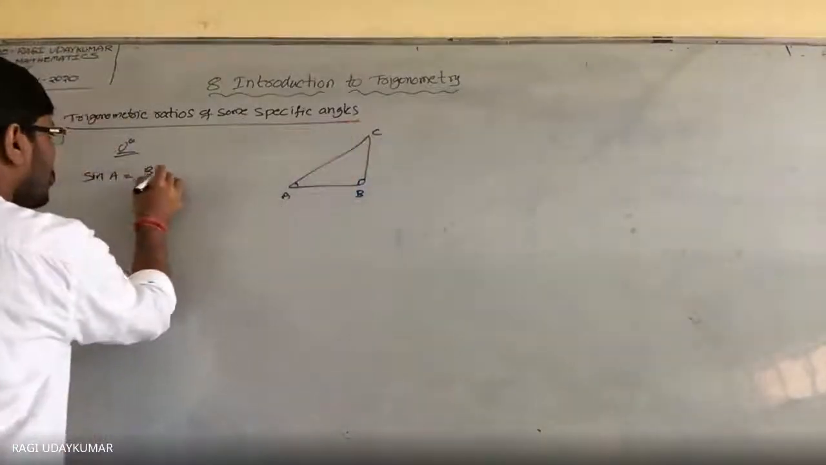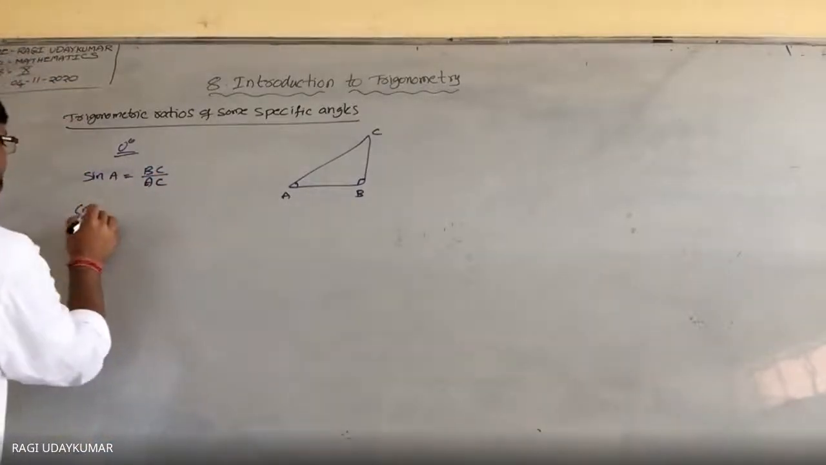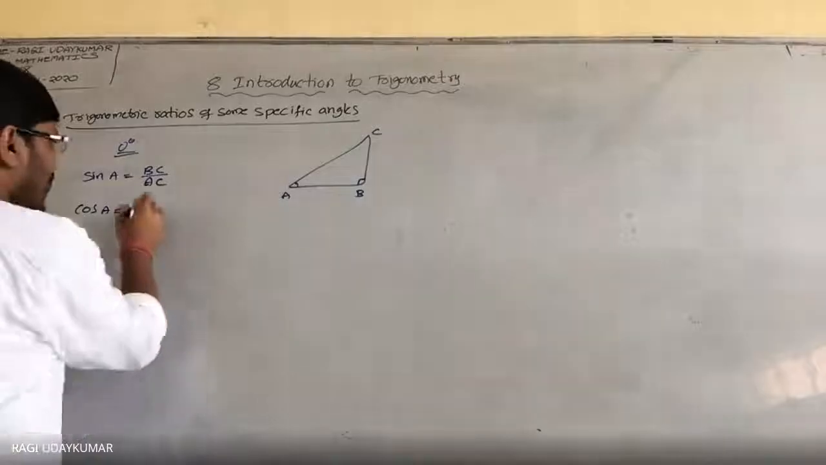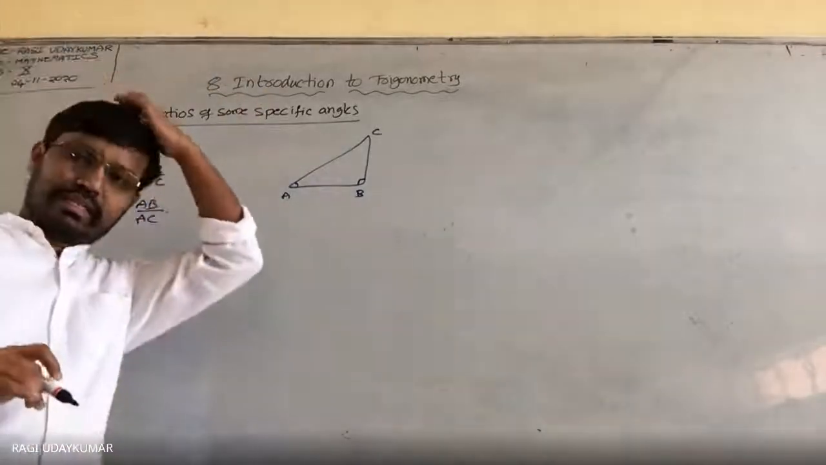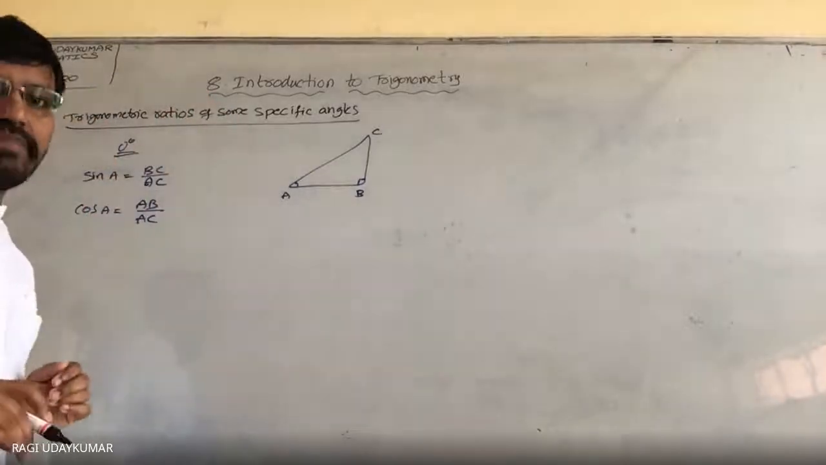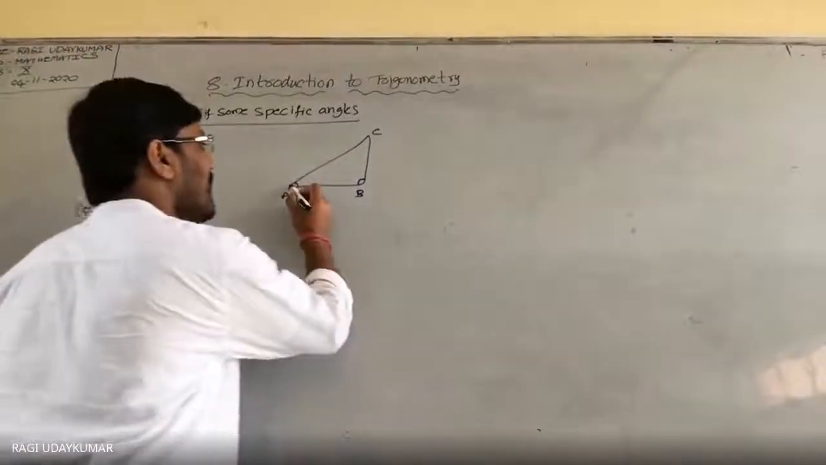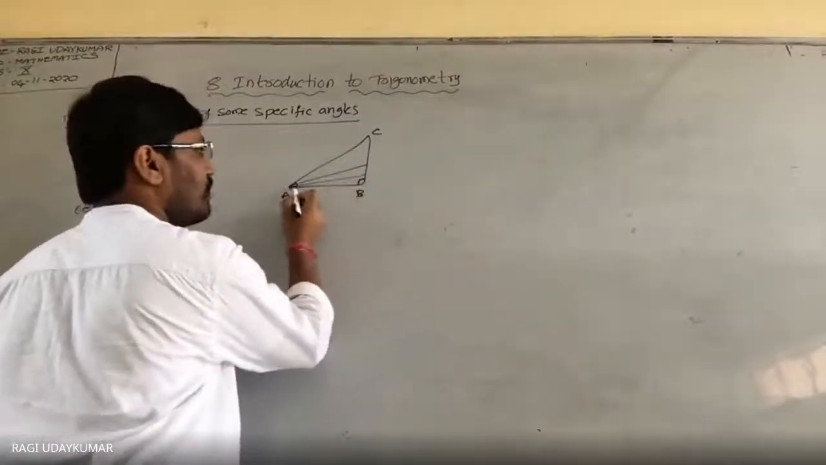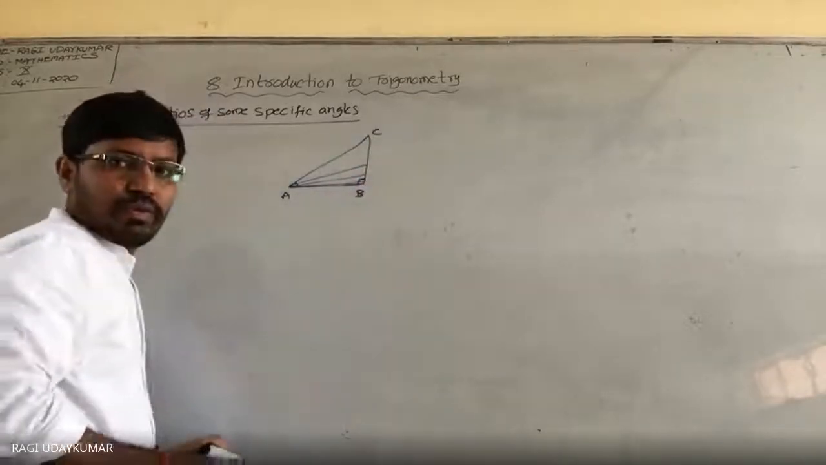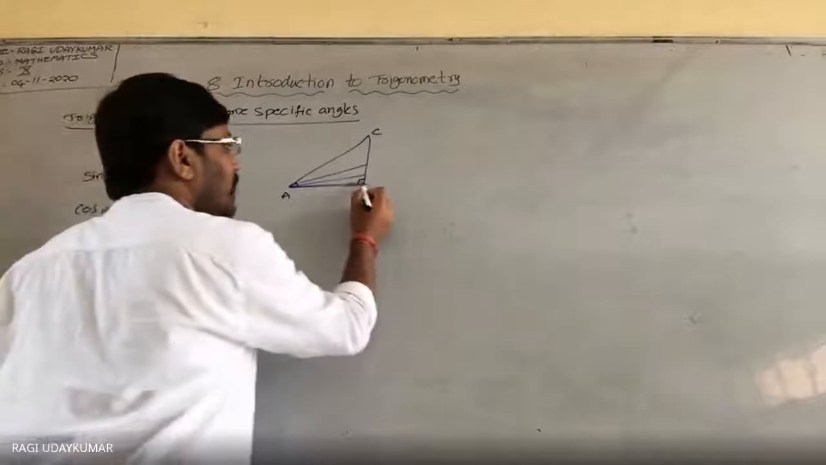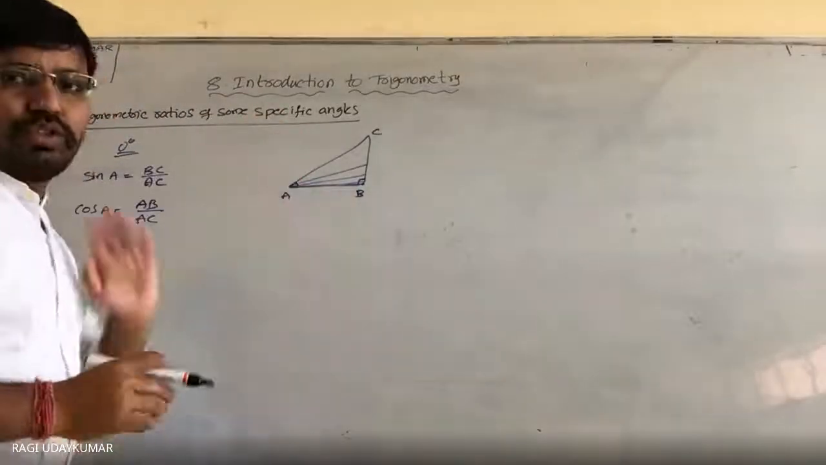Opposite is BC by AC. Cos A is AB by AC. If I want to make angle A 0 degrees, what do I have to do? This point comes closer, becomes a little smaller, then smaller again, until the point comes to B. So point C meets the place of B, and then angle A becomes 0.